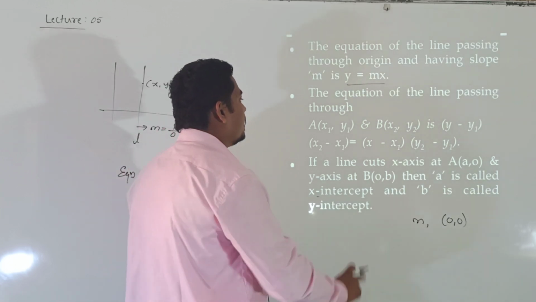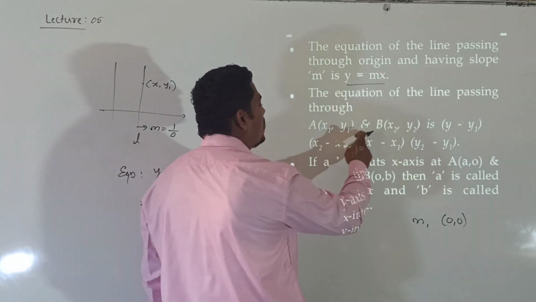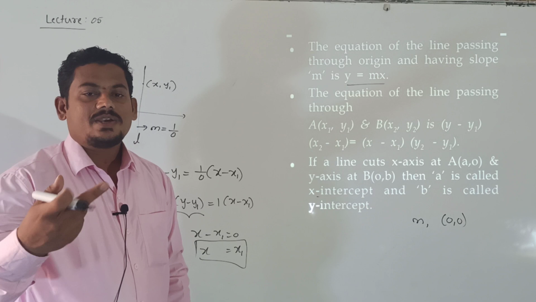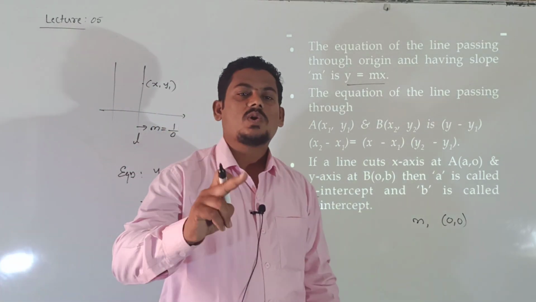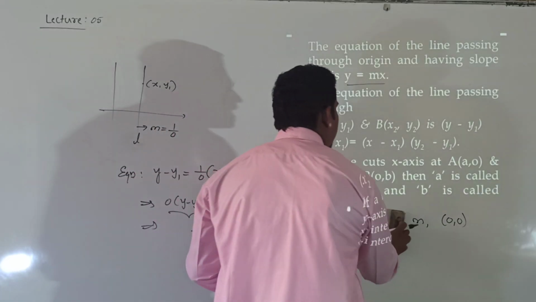Right? Then the equation of the line passing through A(x1, y1) and B(x2, y2) is, already you know the formula for the slope of a line passing through 2 points. What is the formula?